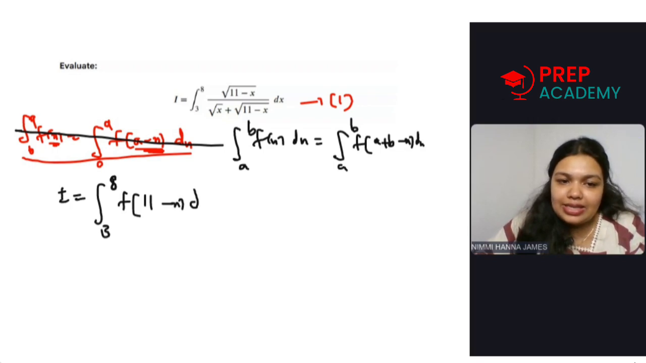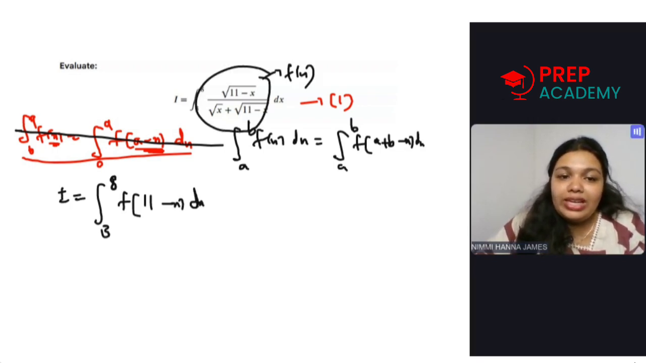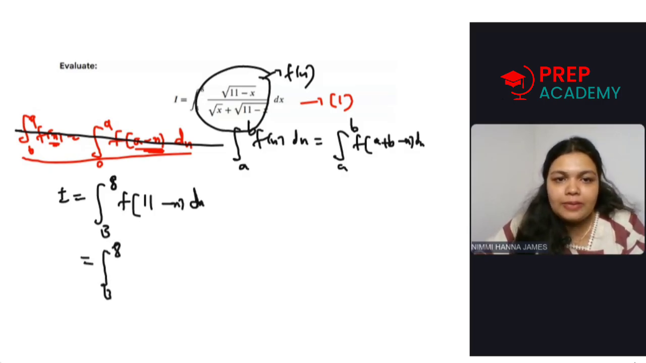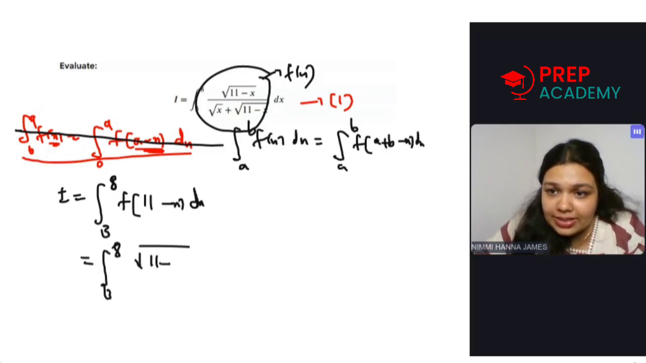11 minus x dx. So this is f of x. So f of 11 minus x is the integral from 3 to 8. See, here already we have an 11 minus. Now in the place of x, I want to write 11 minus x, correct? f of x is equal to this quantity.